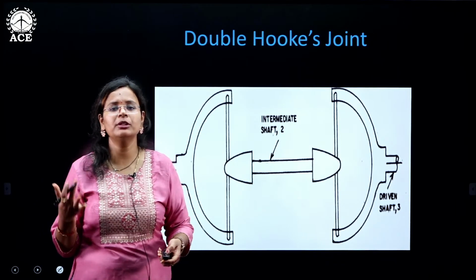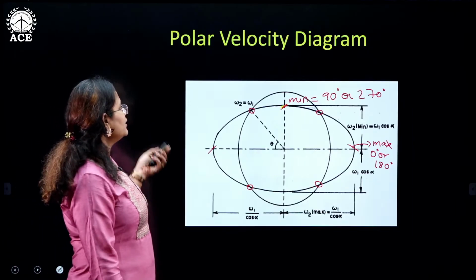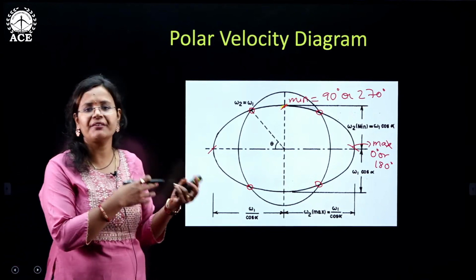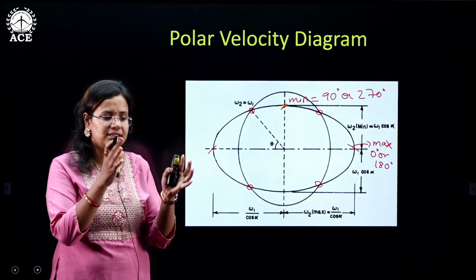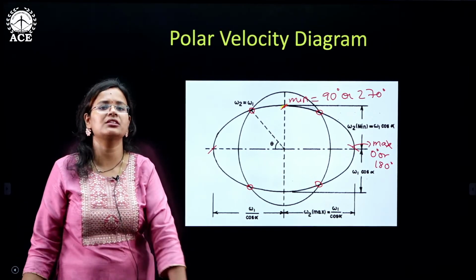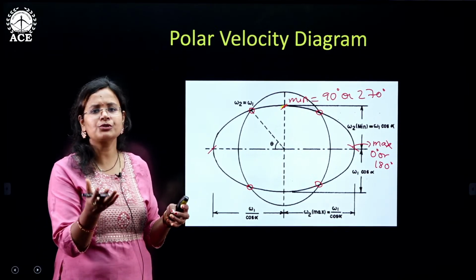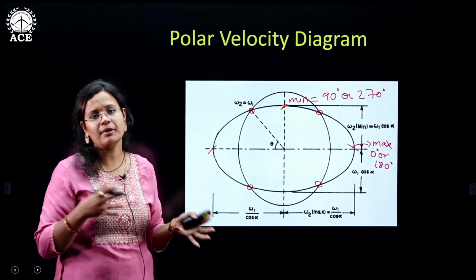Now we also have the double Hooke's joint. In the single Hooke's joint, the problem we faced was that whenever speed was given to the driving shaft, the same speed was not observed at the driven shaft. There were different angular speeds. But our motto is to transmit the same power, the same kind of speeds.